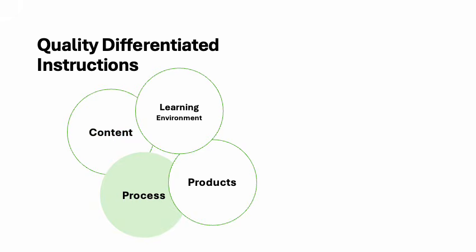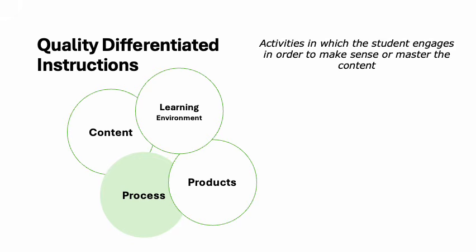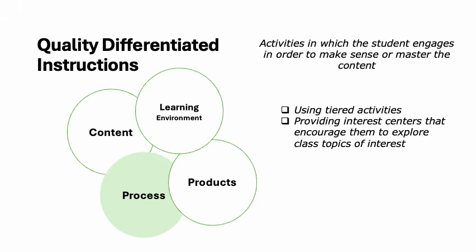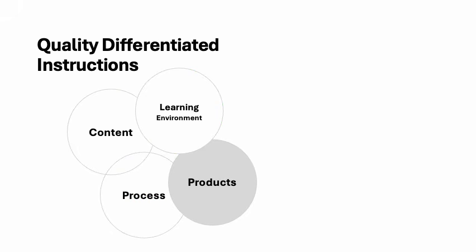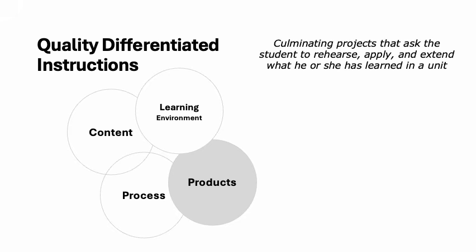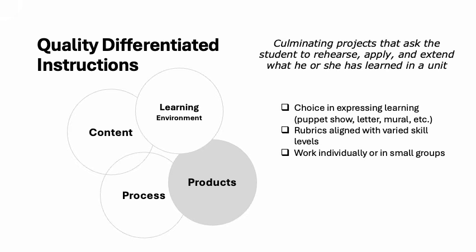Next, process differentiation focuses on activities that help students understand ideas. So examples include tiered tasks, interest centers, manipulatives, or adjusted time limit. Next, when we talk about product differentiation, it allows learners to show what they know in different ways. So they can create projects, perform, write, or collaborate. Rubrics and expectations match their skill levels.